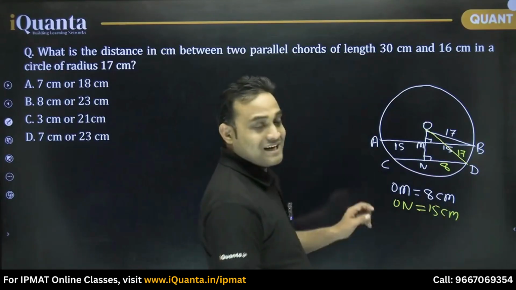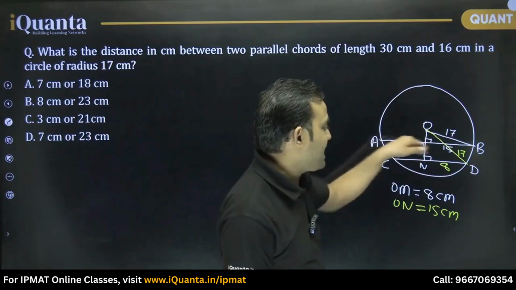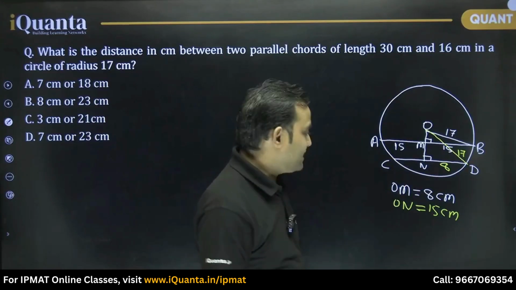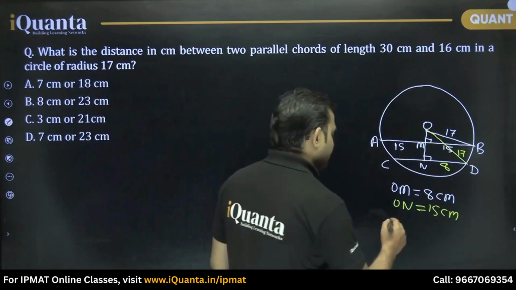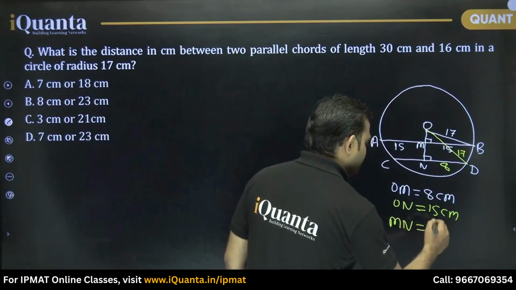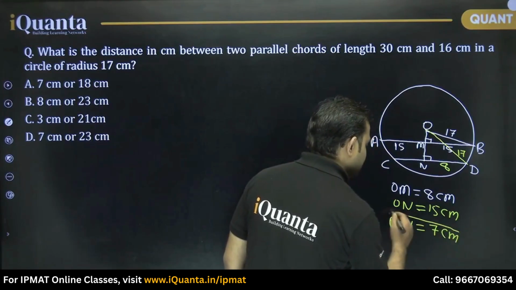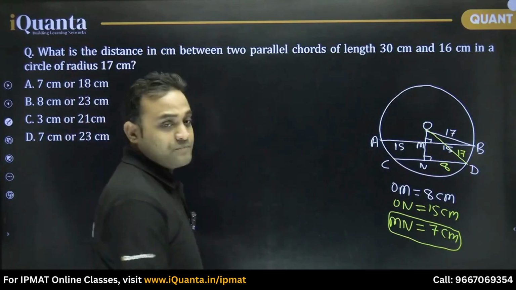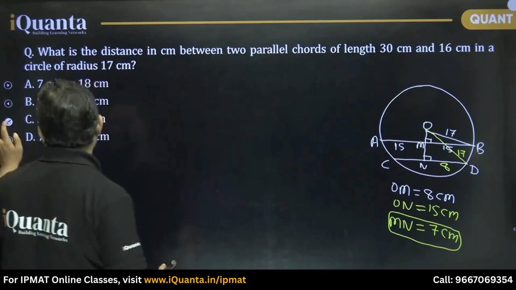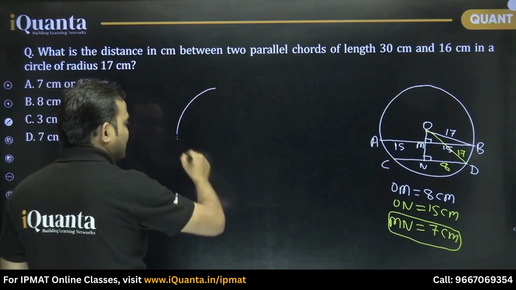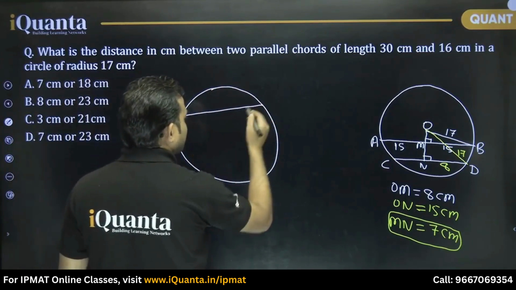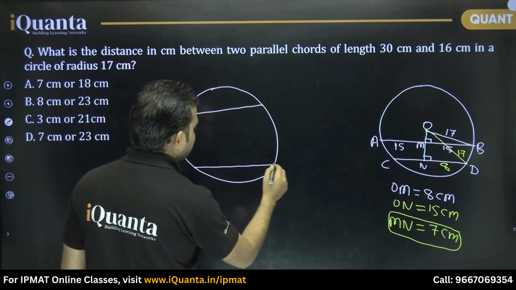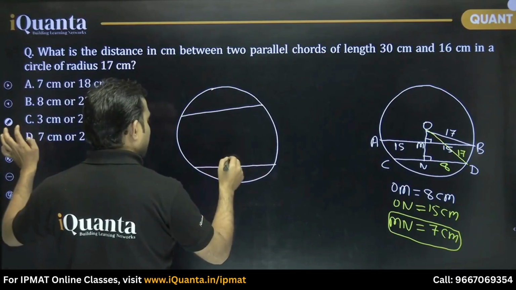Now in that case, the length between these two chords AB and CD is nothing but MN, and we can say MN will be equal to 15 minus 8, which is equal to 7 centimeter. But if you check the options, there are two different possibilities, right? So what is that second possibility? Can we say that the second possibility will be when one of the chords is on the other side of this given center.